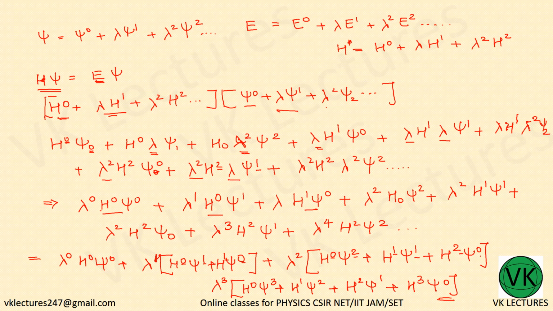So this is the zeroth order, that is the unperturbed energy, and this is the first order correction. Here is the second order, this is the third order. See, this superscript will tell you the order of the perturbation.